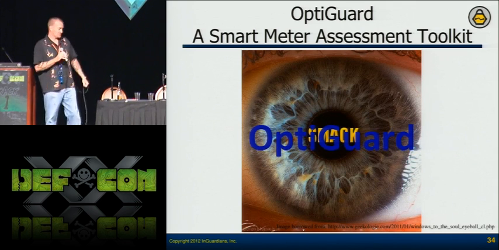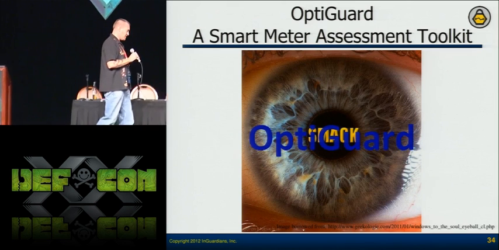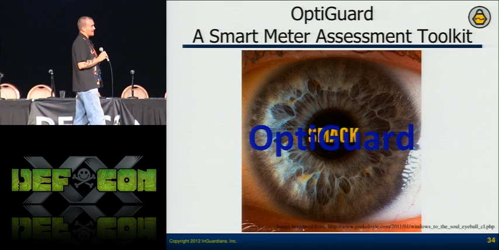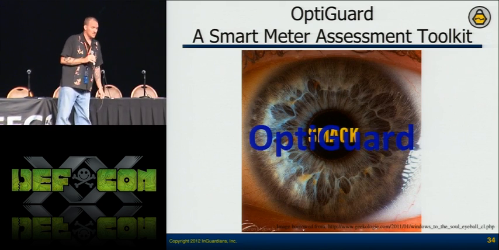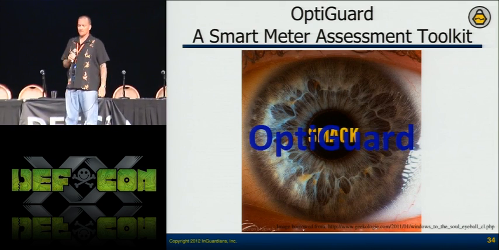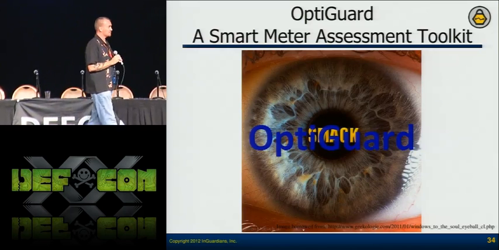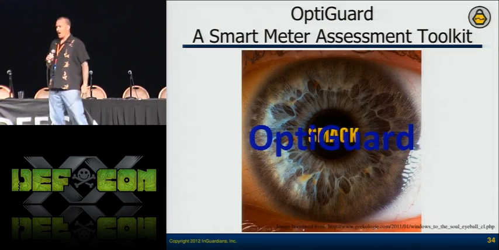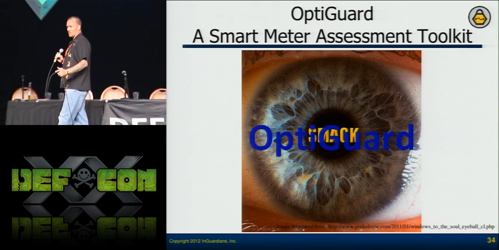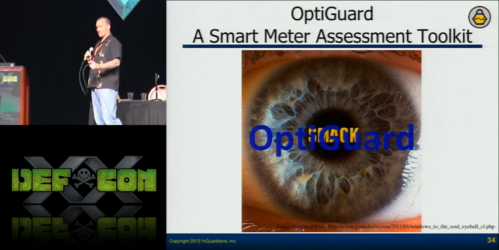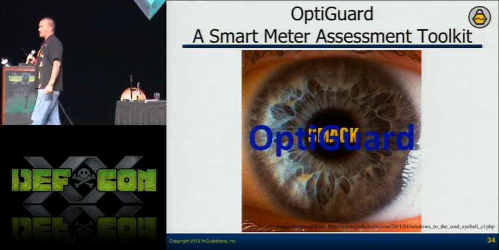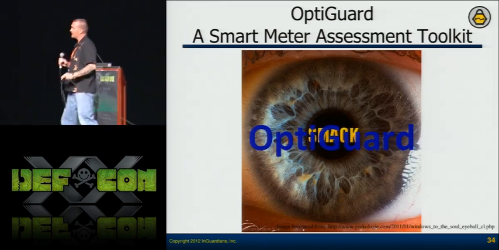Nobody likes SMAC. SMAC stood for Smart Meter Optical Communications Kit. I thought it was okay, but we decided to change the name to OptiGuard so that the utilities would not think it's mean. We were actually going to name it the Smart Meter Optical Assessment Toolkit, SMOTE. They didn't like that either, so we went with OptiGuard.